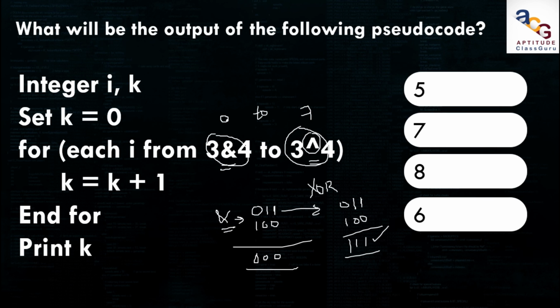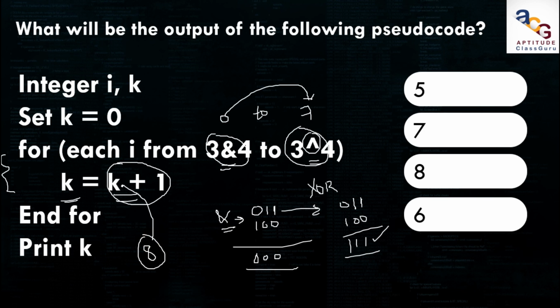Such that this loop runs from 0 to 7. How many times? 0 to 7 means total 8 times this loop will run. In 8 times, which operation is he doing? k equal to k plus 1, which is nothing but k is incremented by 1 for the 8 times. So 8 will be added to k. What is the value of k? It is 0. So directly the answer is 8.